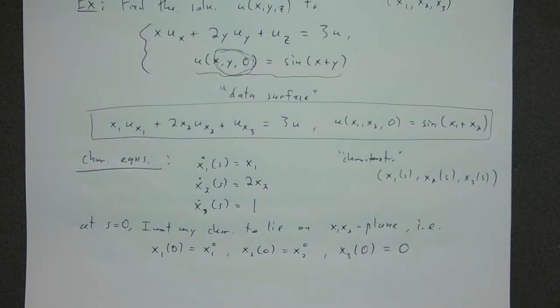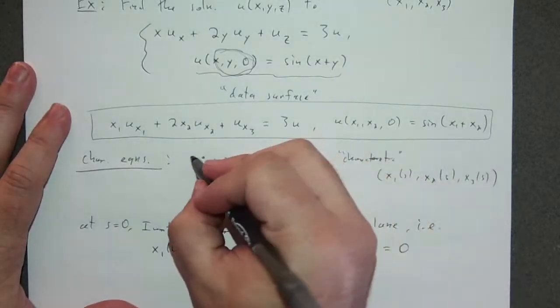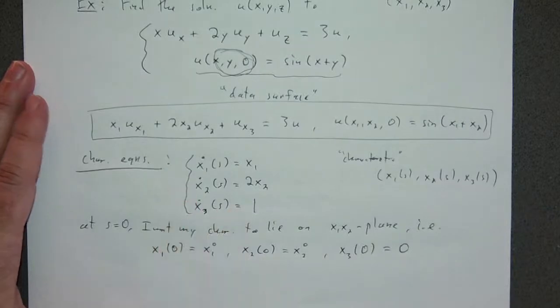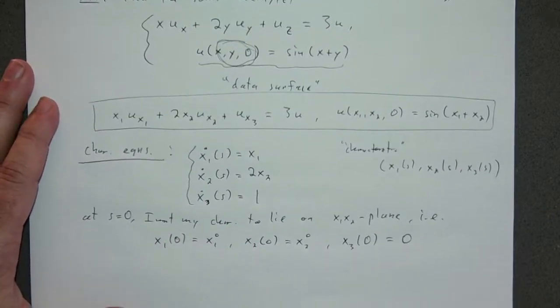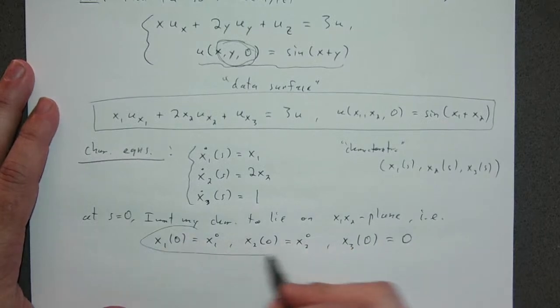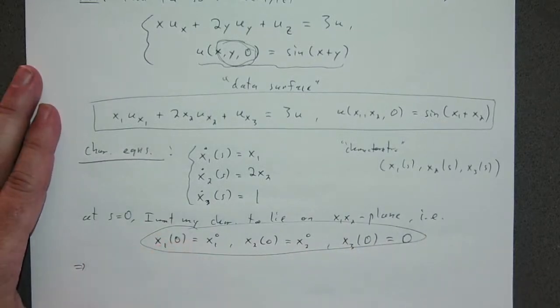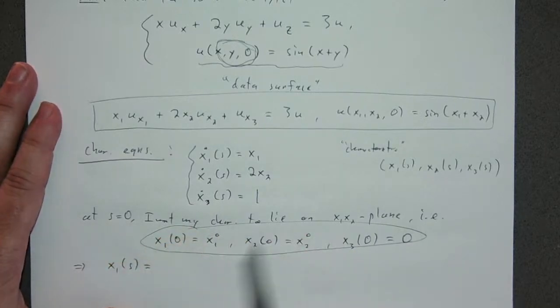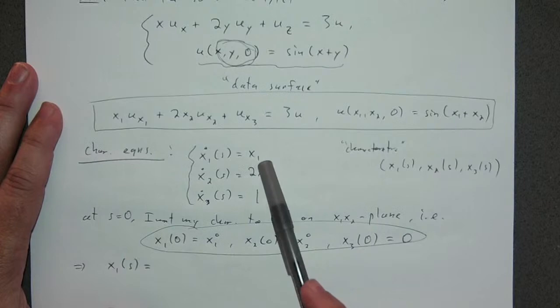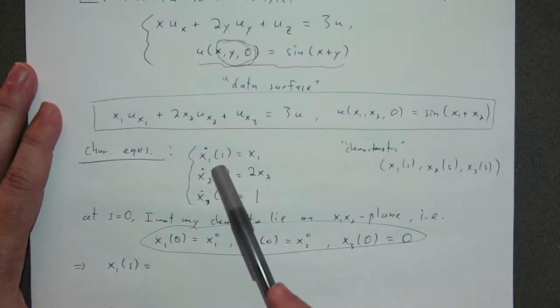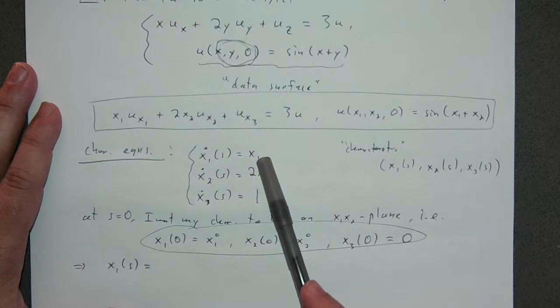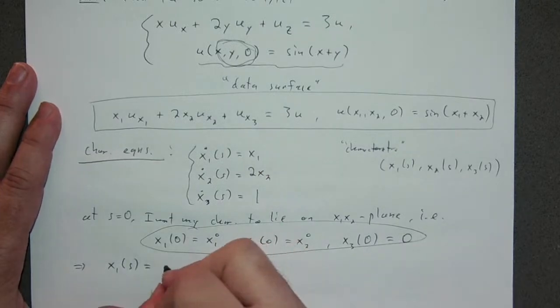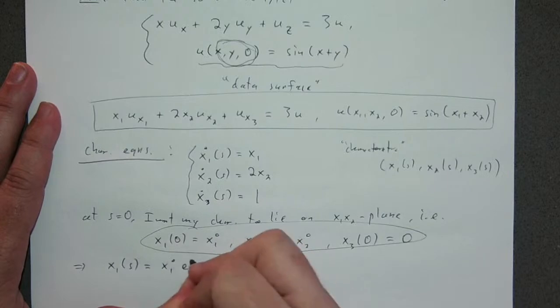But let's see what I do here. Let's talk about solving these. Because these are of a particularly simple form, I can actually solve these no problem, imposing these initial conditions. I'll go ahead and do that. So this tells me that the actual form my characteristic takes, x sub 1 of s, is going to be x sub 1 naught e to the s, because this is just a function whose derivative is equal to itself. Here's its initial value, so I know exactly what that is. It's x sub 1 naught e to the s.